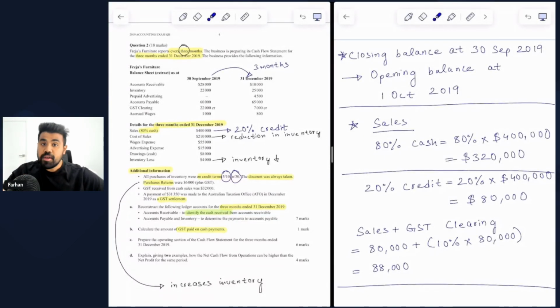My name is Farhan. This video will show you how to solve question number 2 from 2019 past exam. This question requires you to reconstruct the ledger accounts for accounts receivable, accounts payable, and inventory. You will also learn to prepare the operating activities section for the cash flow statement.